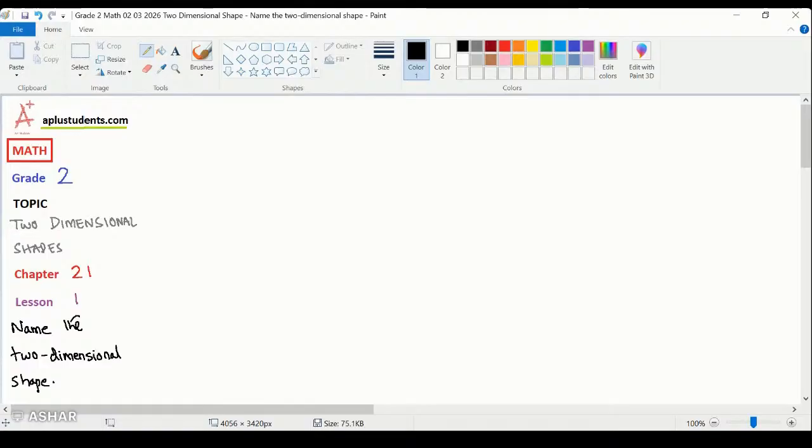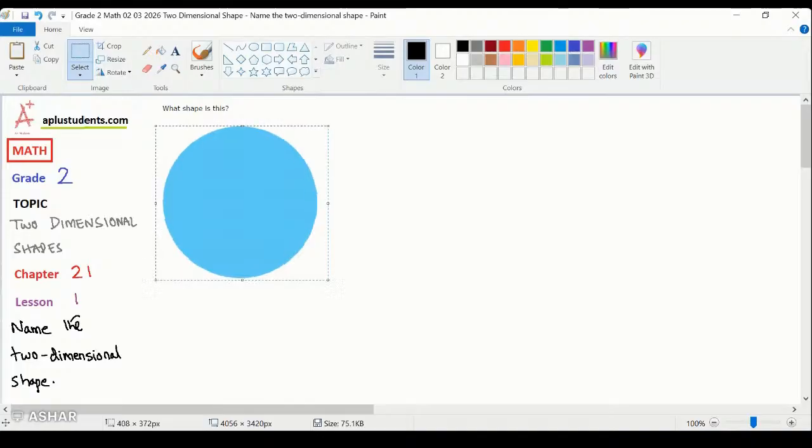Okay. So we'll be looking at a few examples over here, and we'll be looking at what exactly is the name of the shape. And as we move on with the lesson, I'll explain. The first shape that we have is, what is this shape? They're asking us, what is this shape? We know that this shape is called a circle, right?